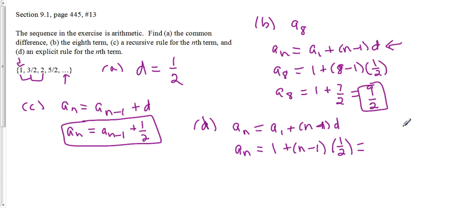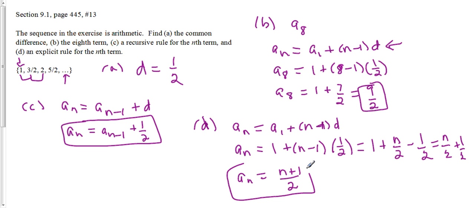And I'm going to do a little algebra here. So I'm going to have 1 plus n over 2 minus a half, which is going to give me n over 2 plus a half. And we just want to clean things up a little bit. So an is going to be n plus 1, the whole thing over 2, and that's going to give me my explicit definition or my explicit rule for the sequence.